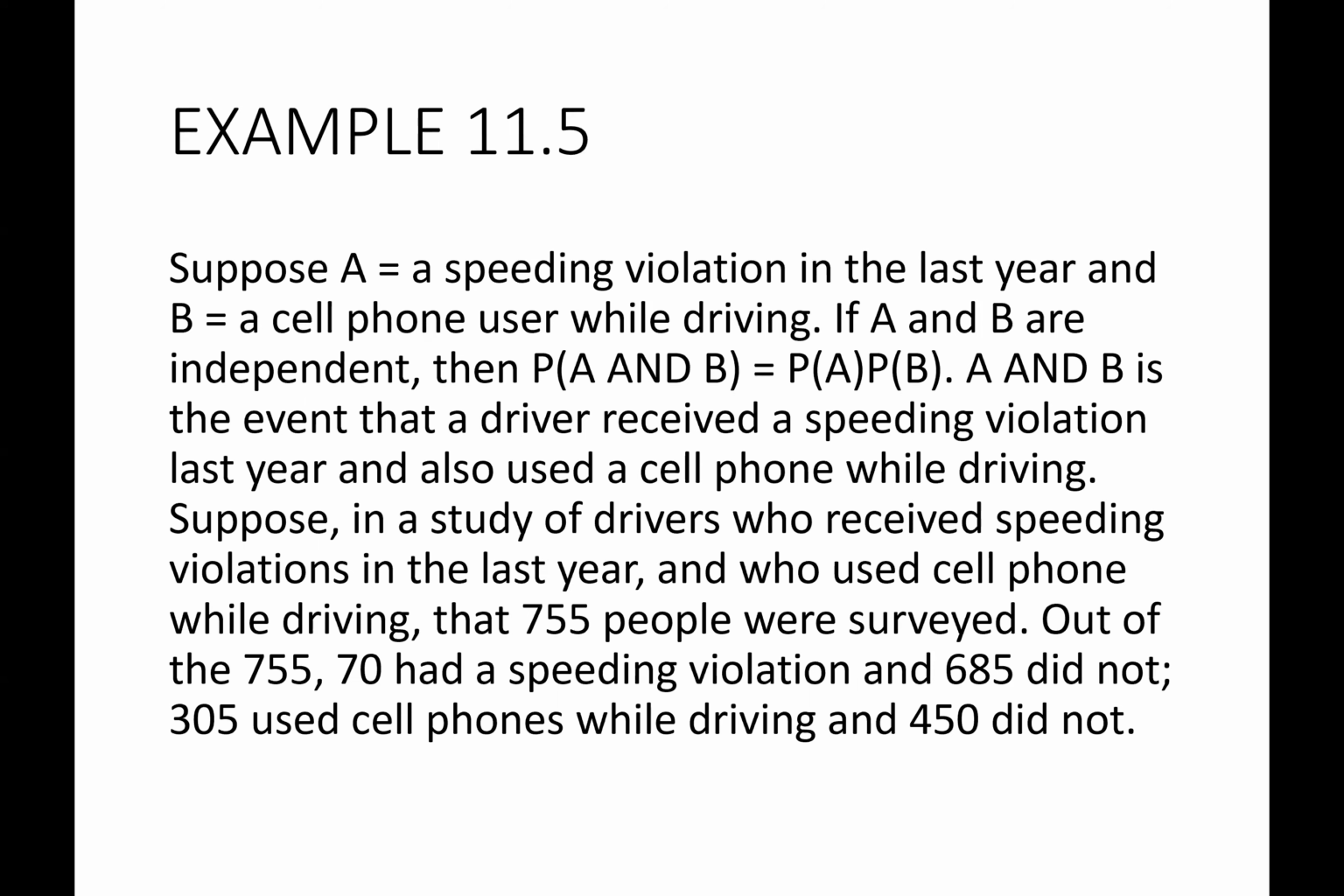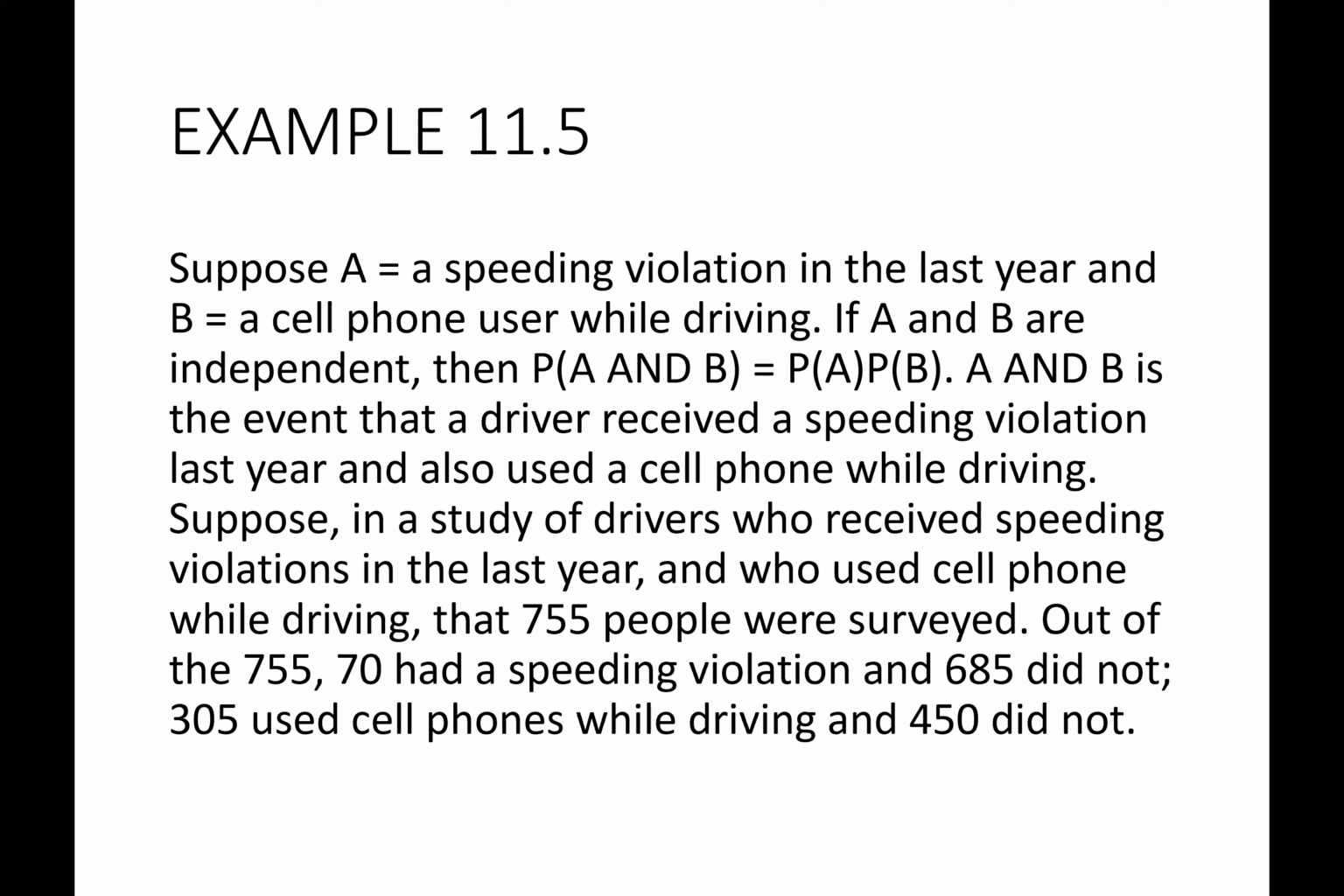Suppose A is a speeding violation in the last year, and B is a cell phone user while driving. If A and B are independent, so if getting a speeding violation is independent from using your cell phone, then the probability of A and B occurring is the probability of A times the probability of B. A and B is the event that a driver received a speeding violation last year and also used a cell phone while driving.